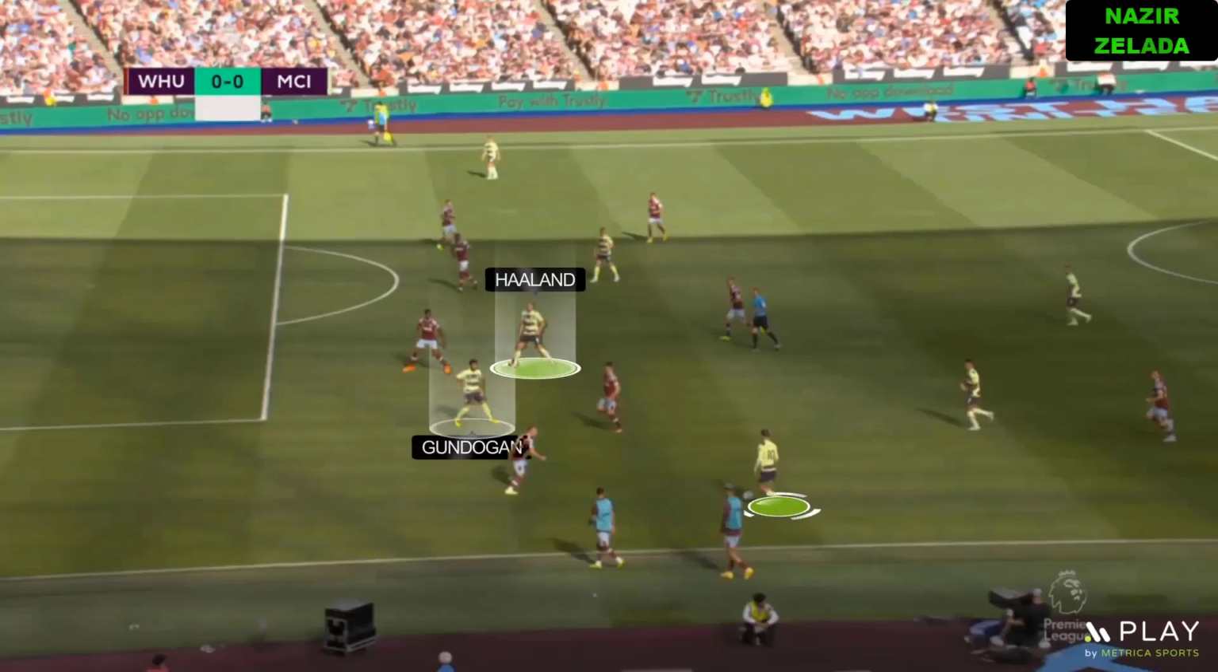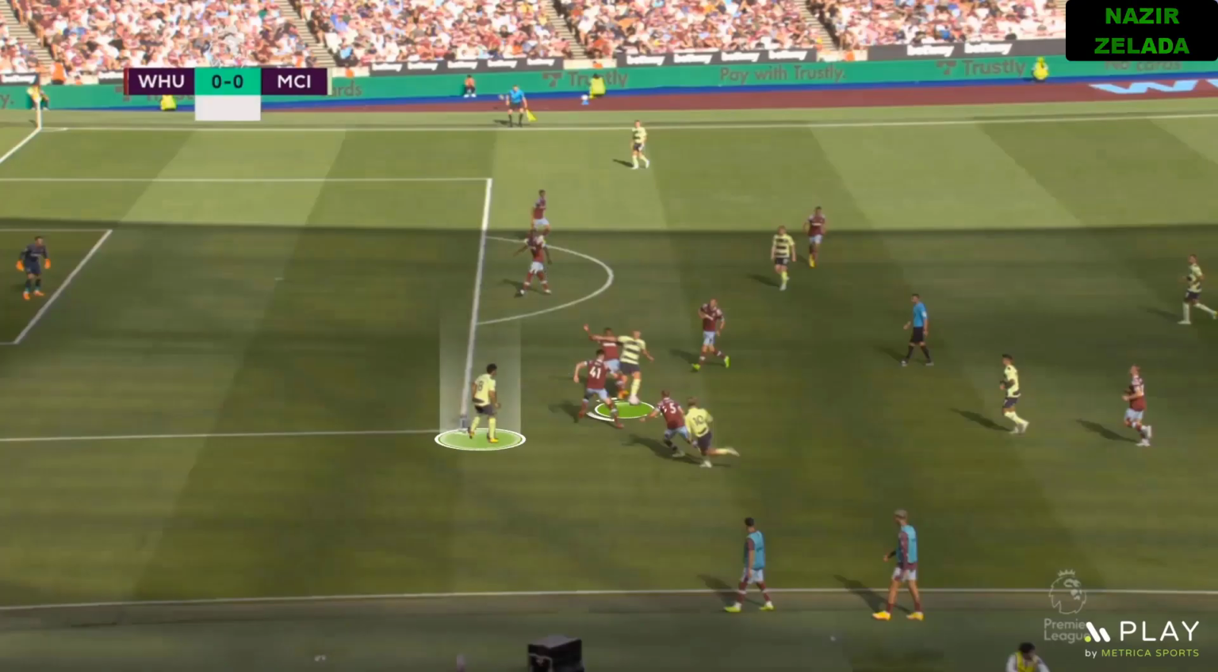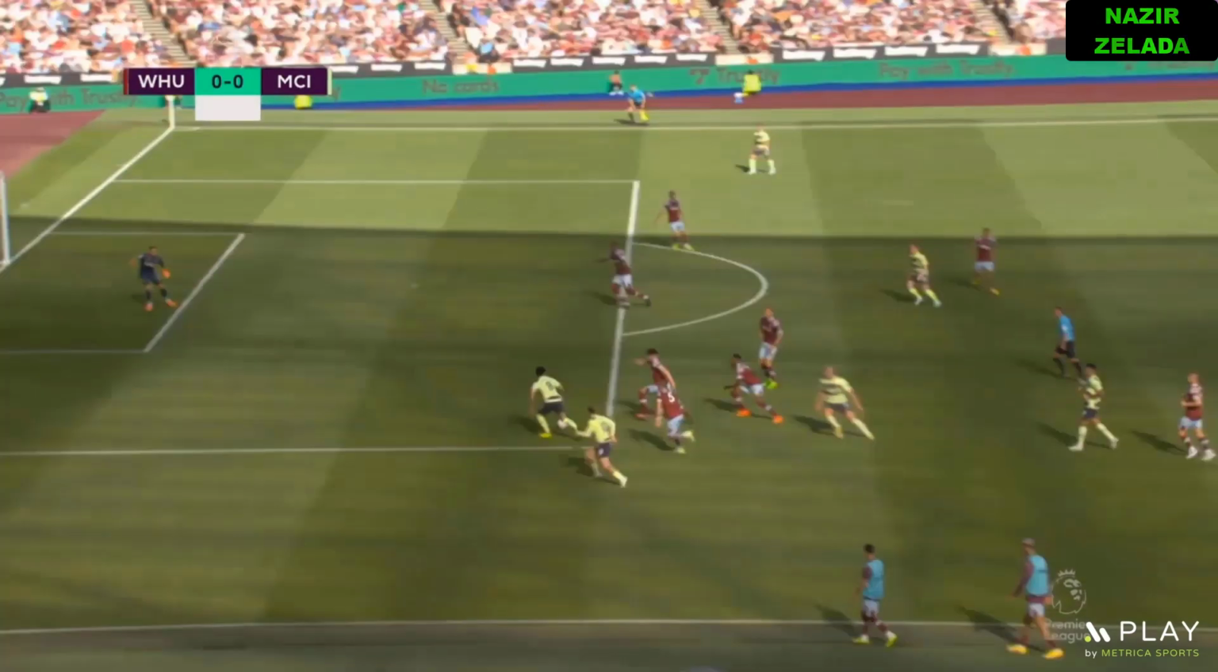When they were in Zone D, Gundogan and Haaland were playing as the main strikers and they understood each other really well, since many times Erling Haaland ended up dropping back to assist Gundogan.